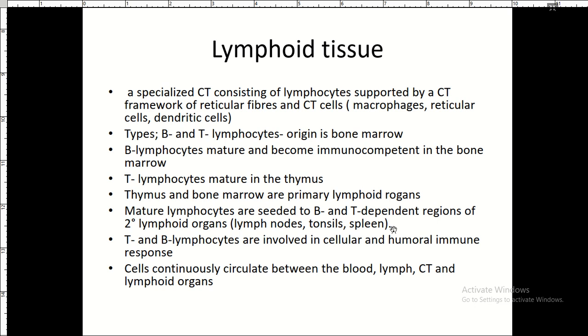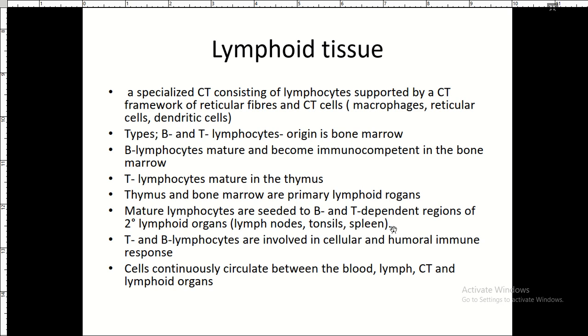We're going to start with lymph tissue. It is a specialized connective tissue that consists of lymphocytes, which are supported by a connective tissue framework that can be reticular fibers. We remember from connective tissue that reticular fiber is collagen type 3. Inside the connective tissue, we also have connective tissue cells that are macrophages, reticular cells, and dendritic cells.